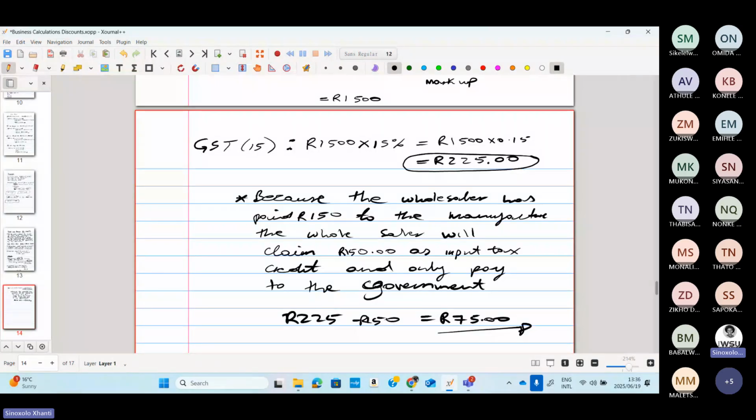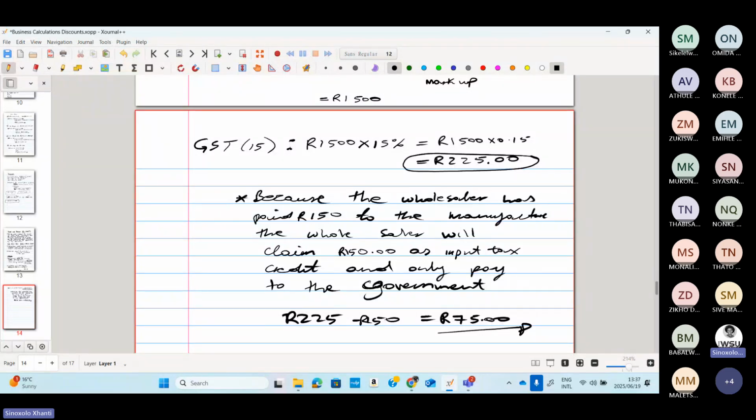Let me explain this. When you go to, let's say, Checkers and you're buying food, you buy that food and they charge you that 15% extra. And then that 15% extra goes to the business. The business will collect all this 15% from all the customers who are buying and then take that money and send it to the government. That is what the business usually does.